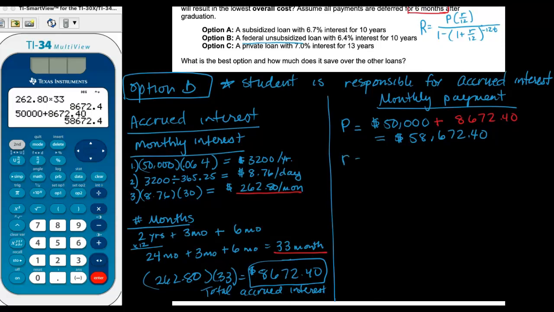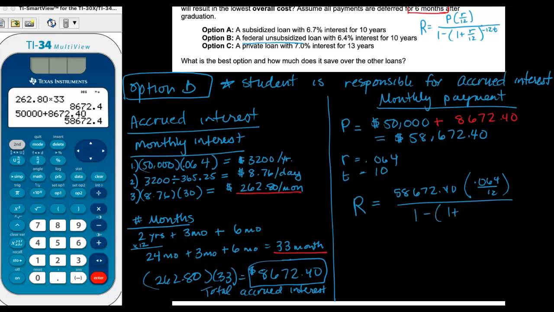And then our rate is going to be 0.064. Our term is 10 years. And so I'm going to use the monthly payment formula and plug that all in. So I've got 58,672.40 times our rate divided by 12 divided by 1 minus 1 plus our rate over 12 to the negative 12 times 10 power. And for this one, I'm actually going to not use the N over D button. I'm just going to use the division sign, and that way this will apply for all calculators.